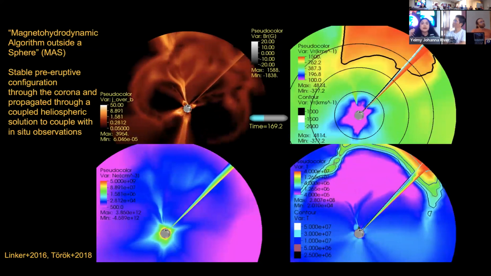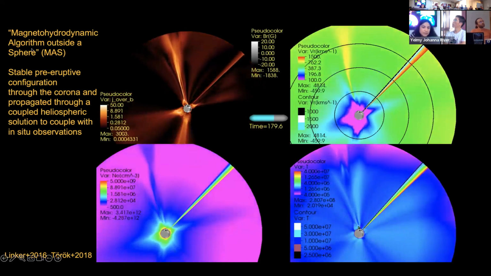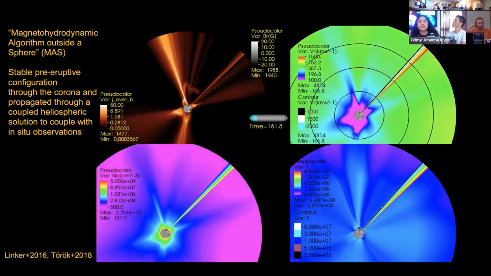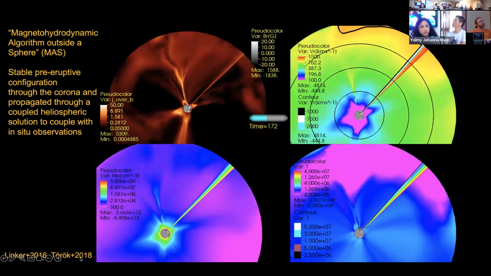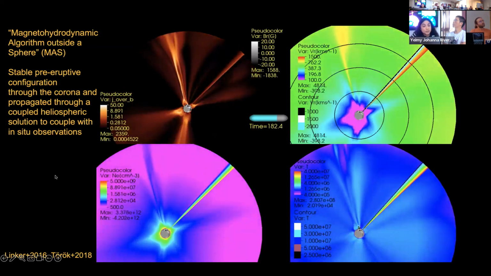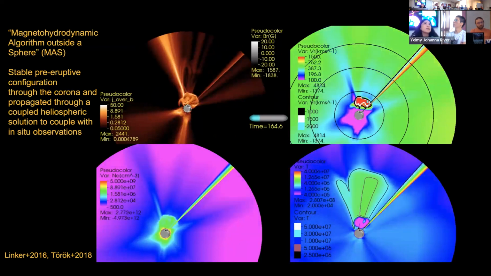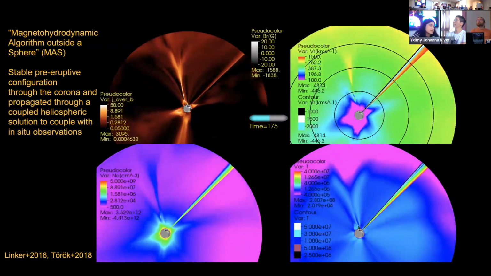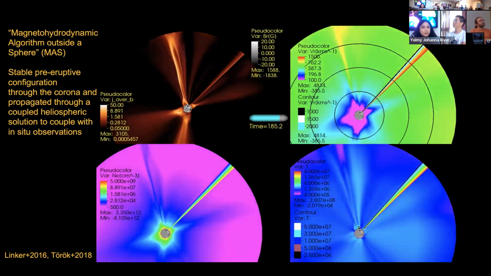So like I was mentioning, we're working with the Predictive Science group. We're using their magnetohydrodynamic algorithm outside of a sphere, the MAS MHD model. This was a model that was done for a different paper, the 2016 and 2018 papers, with details of the MHD code itself, the equations, the setup, and they had this very novel way of inserting the flux rope and actually letting it relax instead of having it immediately erupt. They actually drove an eruption, which is really interesting and very novel.